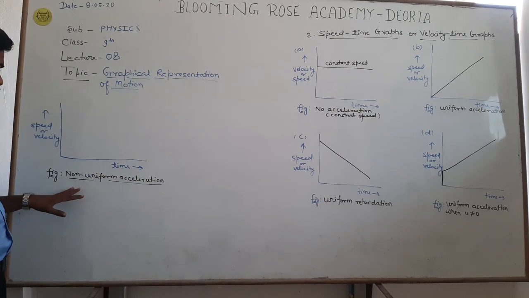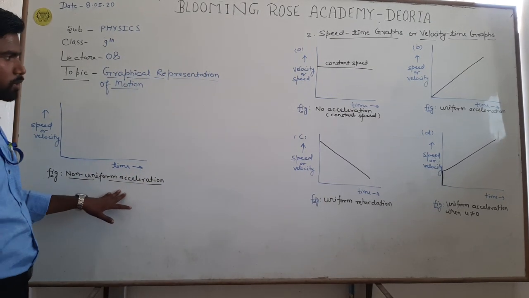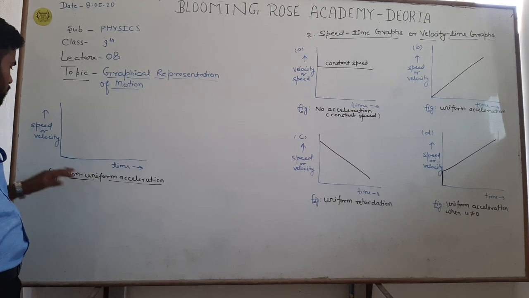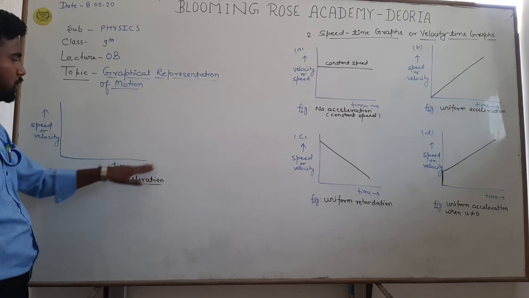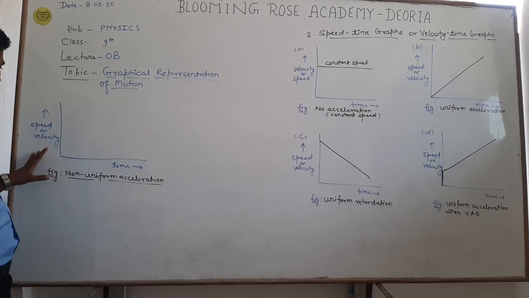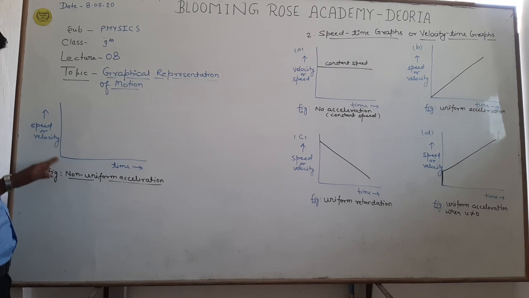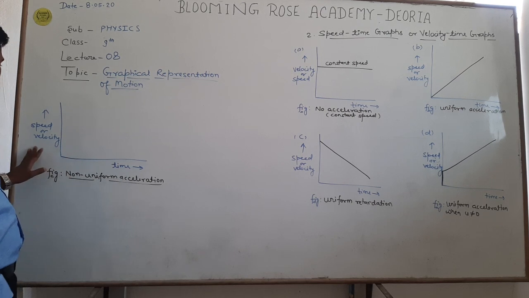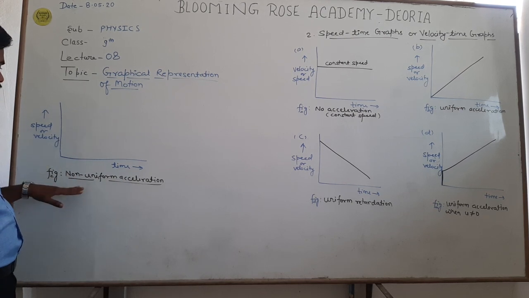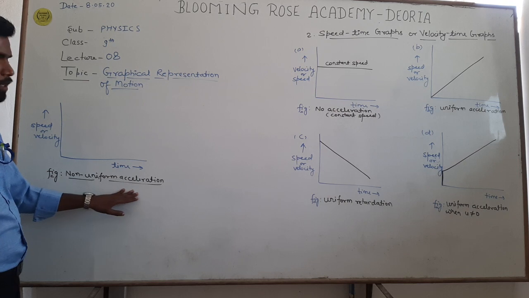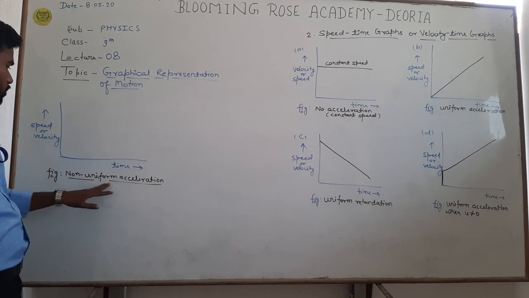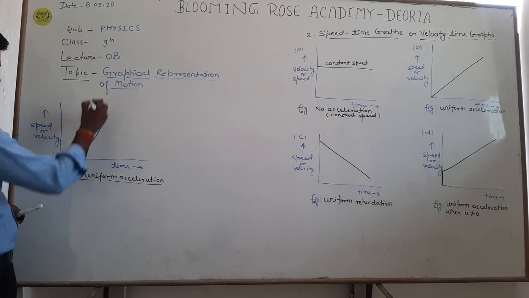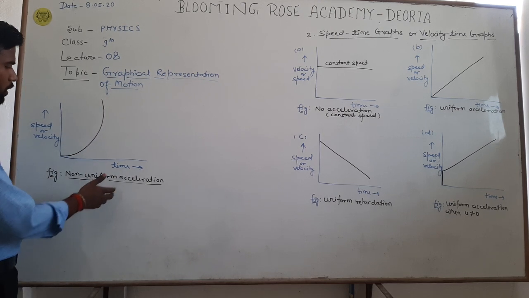But we have not talked about non-uniform acceleration, so we will now discuss it in this graph. What is non-uniform acceleration? In an earlier lecture you studied it. Non-uniform acceleration means unequal change in velocity in equal intervals of time. So its graph will be like this. This is a graph of non-uniform acceleration.